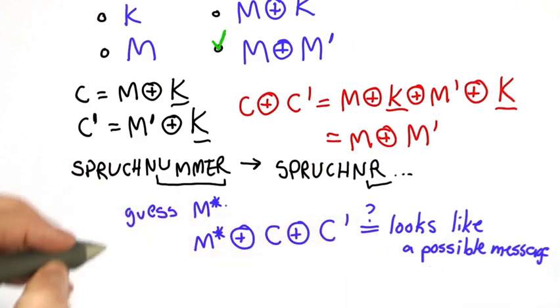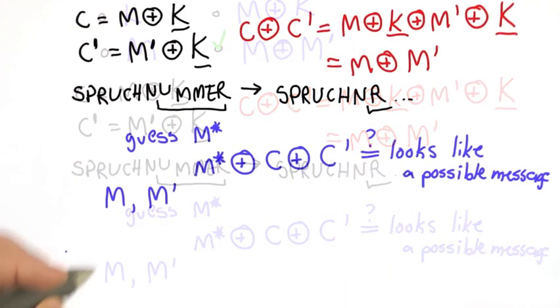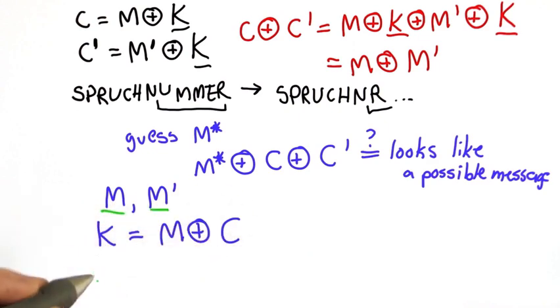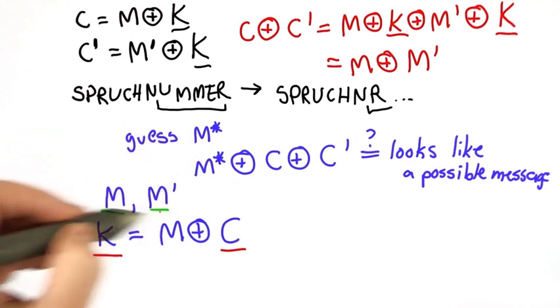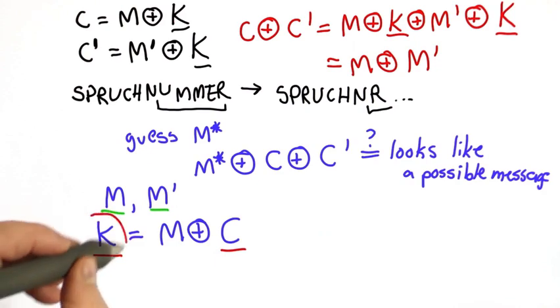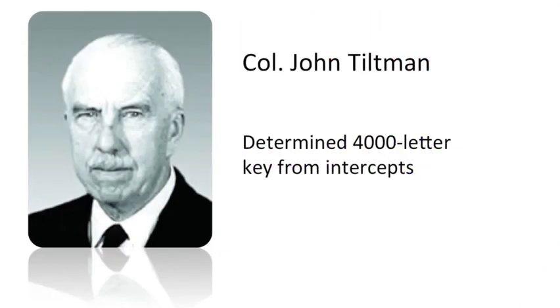Once you get the two messages by this guessing process, then it's easy to find the key. Once you have the two messages through this guessing, you had the ciphertext intercepted. Now you know the key. So learning the messages might be useful. By the time you've done all this work, maybe it's too late for the message to be useful, but learning the key could be really useful. So this was done by Colonel John Tiltman, who took these two intercepts and determined the key that produced them.